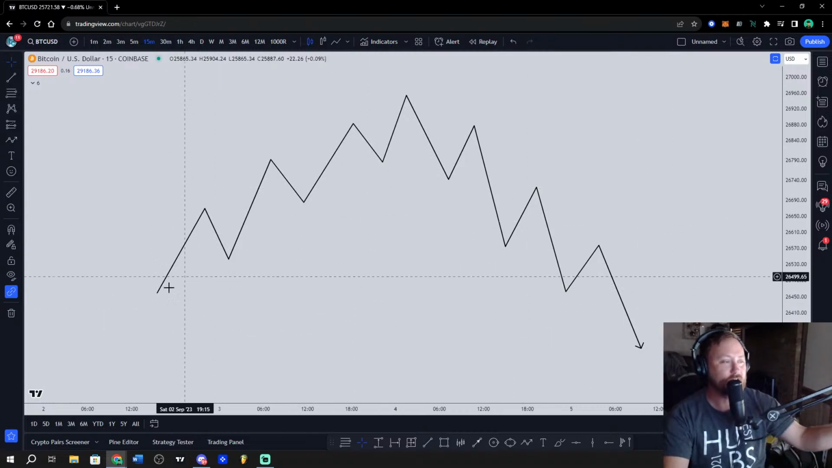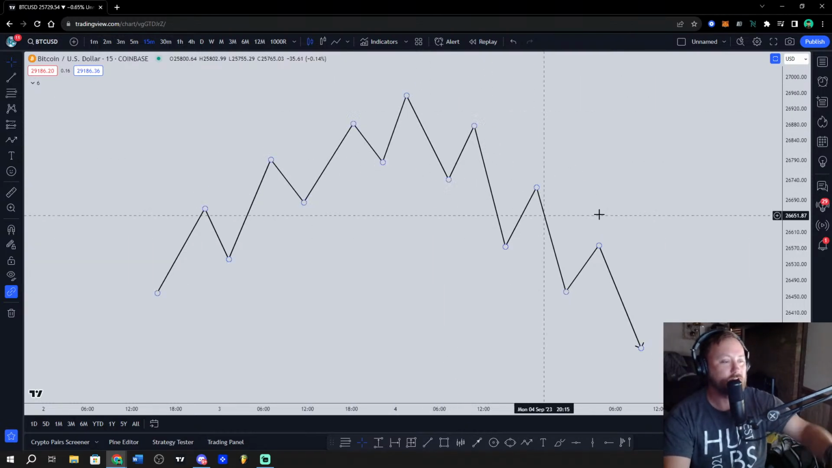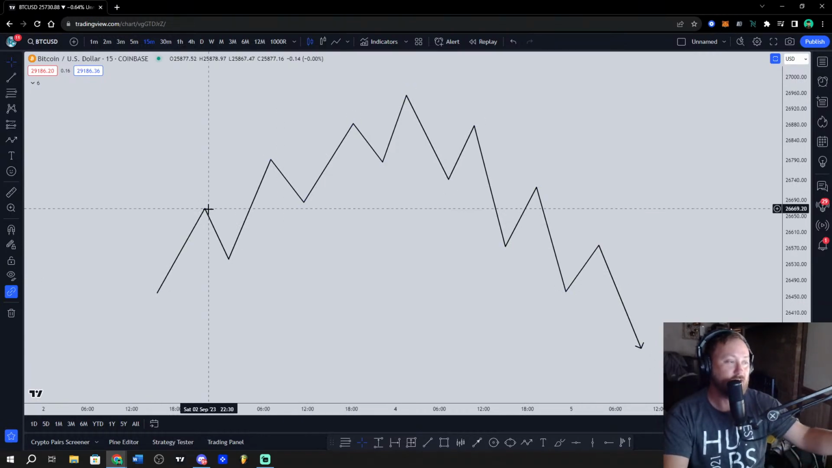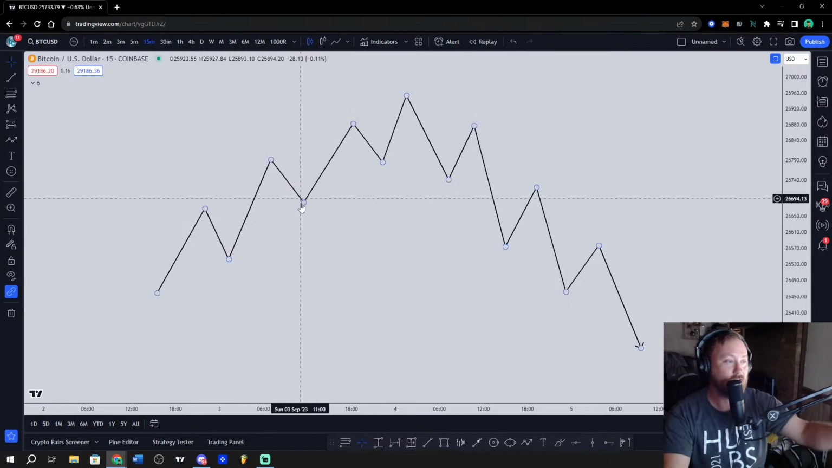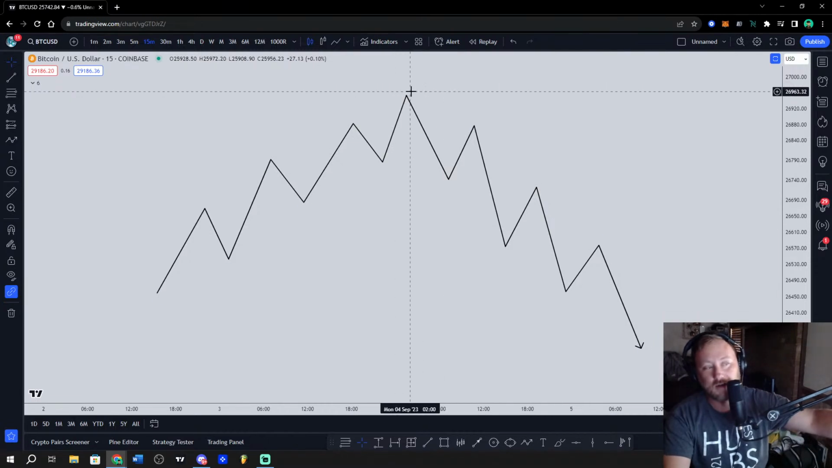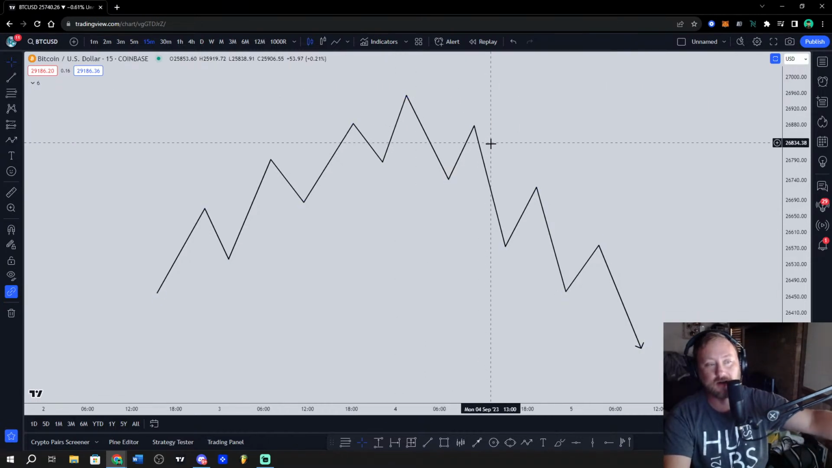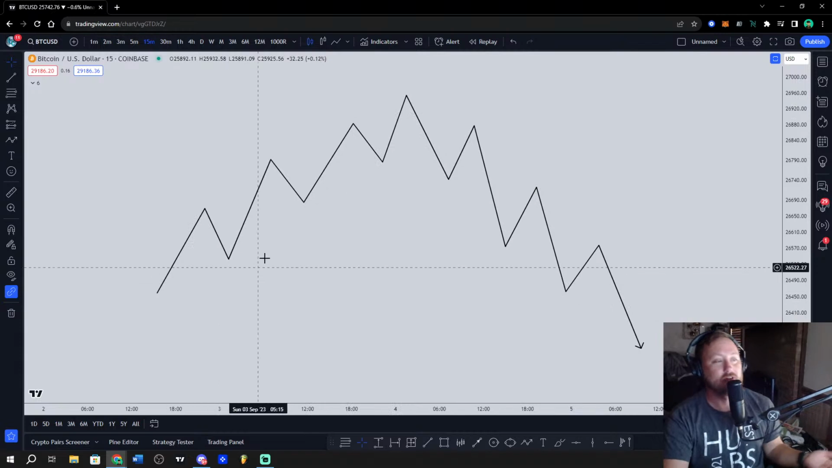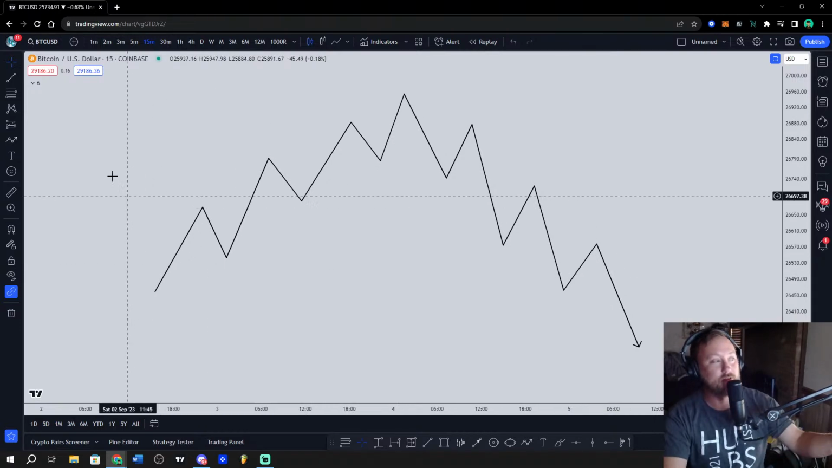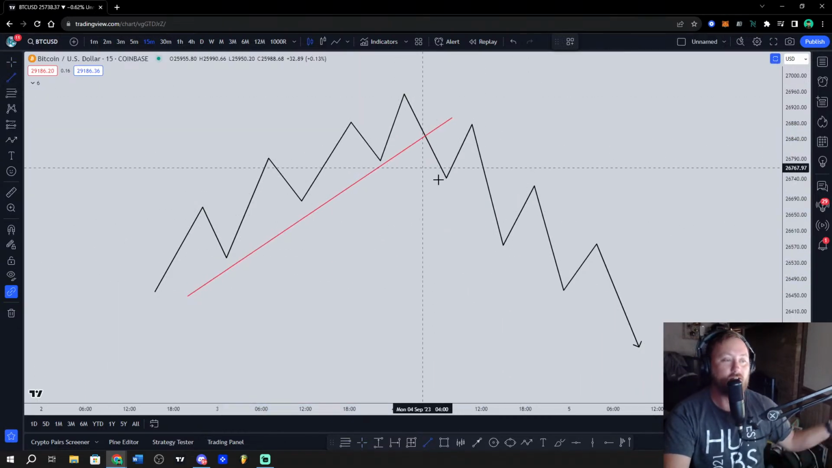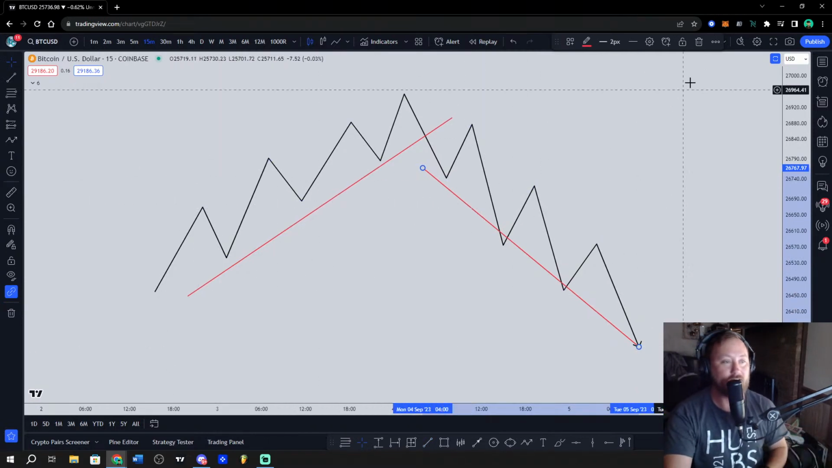You've got a high, a low, a high, a low, and then you add on to that. You've got high, low, higher high, higher low, higher high, higher low, and so on, and then you have your lower high, lower low, lower high, lower low, and so on. When you have higher highs and higher lows, you're in an uptrend. When you have lower lows and lower highs, you're in a downtrend.